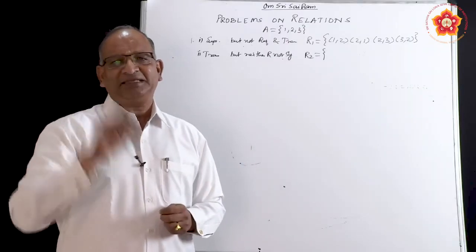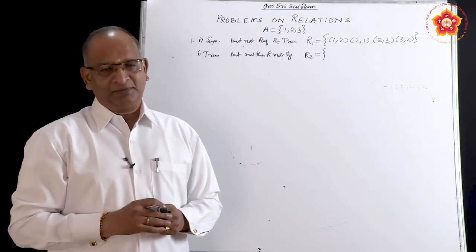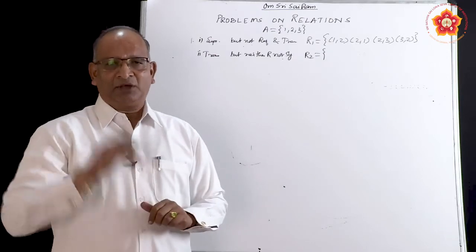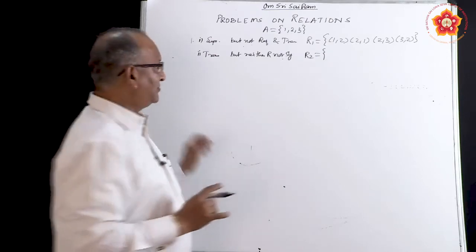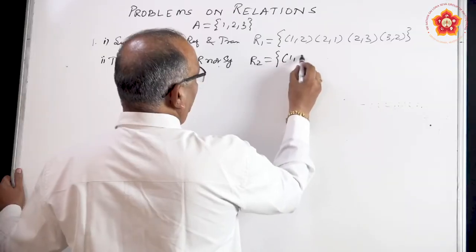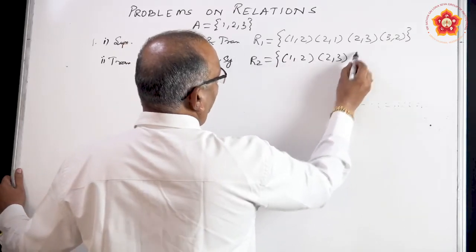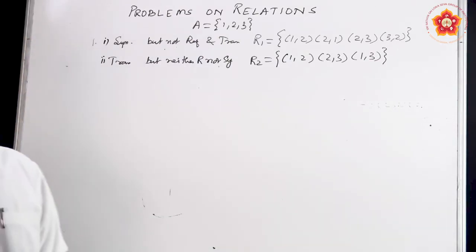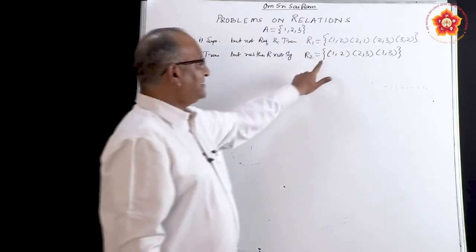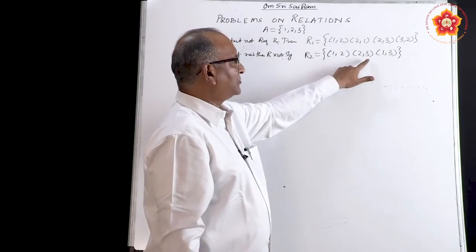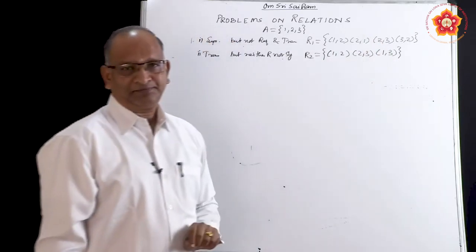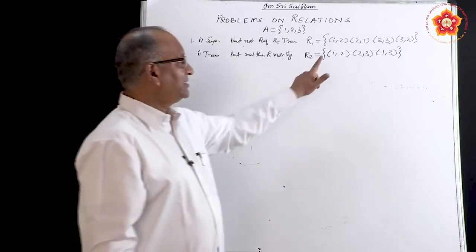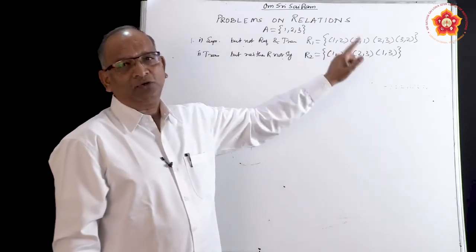Let us say the relation we are talking about is less than. So we can say that 1 is less than 2, 2 is less than 3 and 1 is less than 3. If you write (1,2), (2,3), (1,3), this is an example of a transitive relation. How? 1 is related to 2, 2 is related to 3, 1 is related to 3. But it is not reflexive. Why is it not reflexive? Because there is no (1,1), there is no (2,2), there is no (3,3).